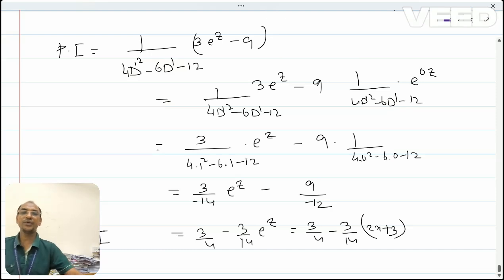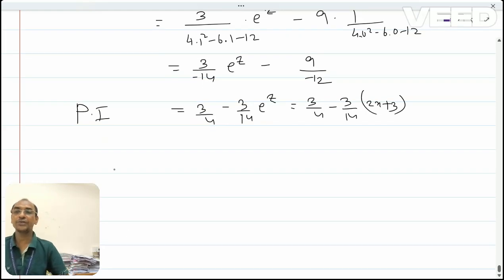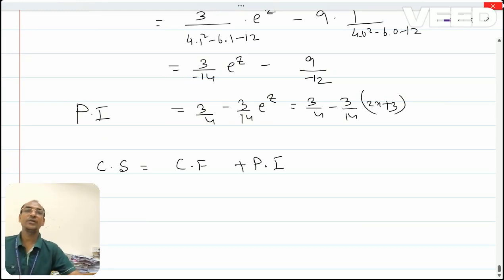Once after getting the PI, you can write your complete solution. Complete solution is equal to complementary function plus particular integral. That will give you the solution.